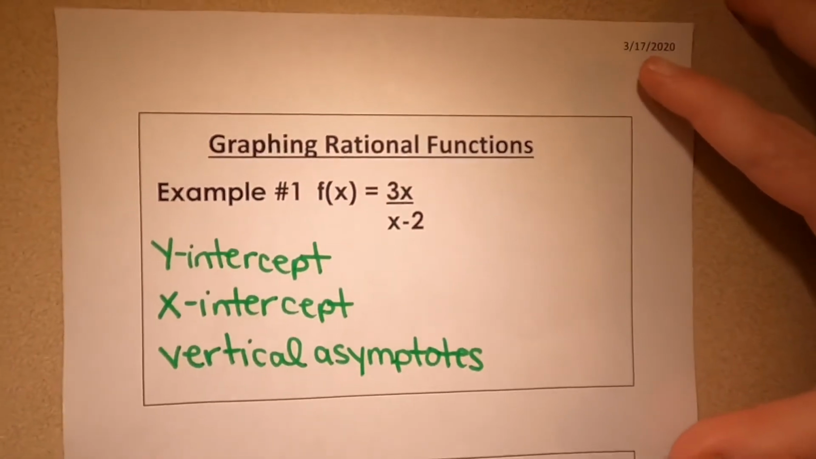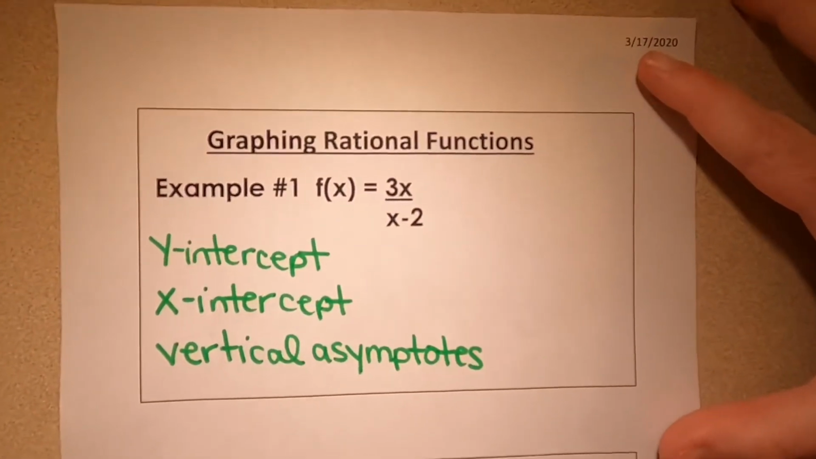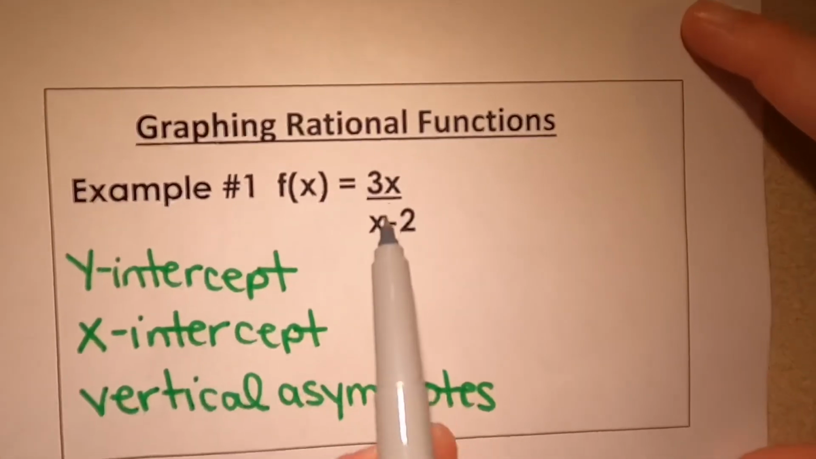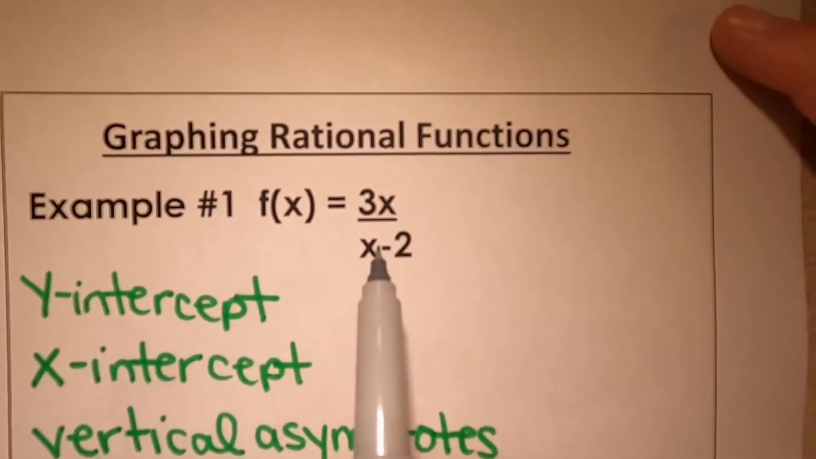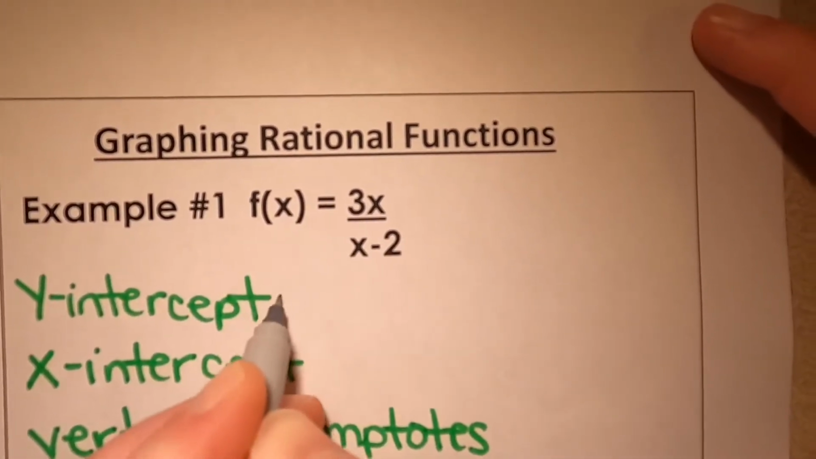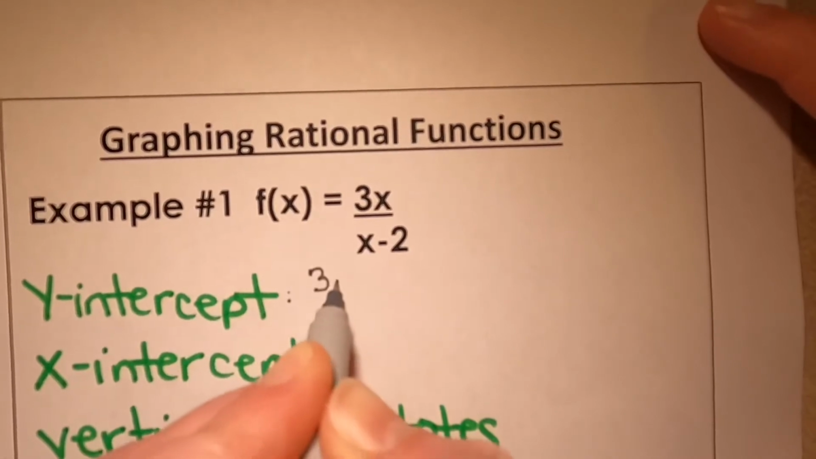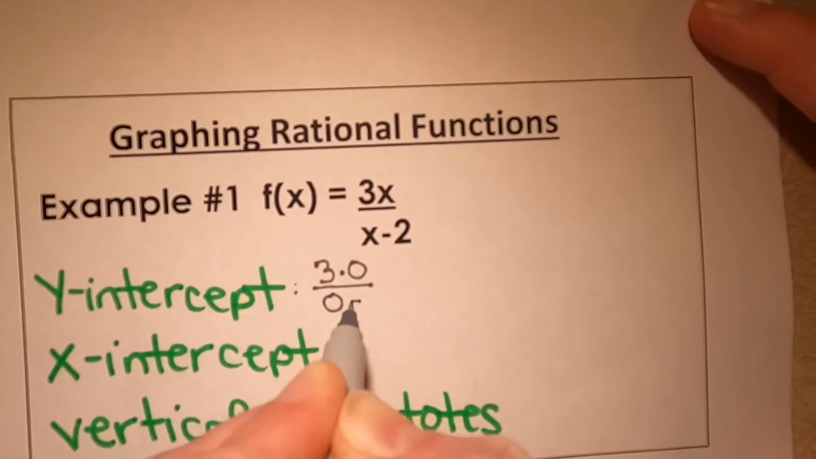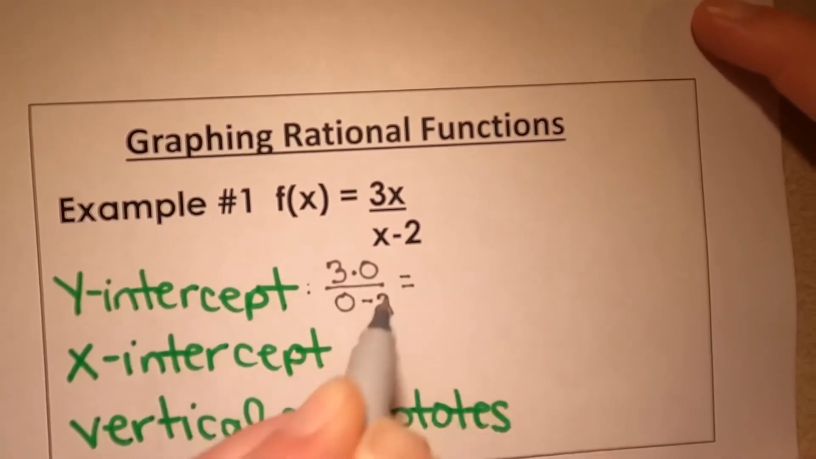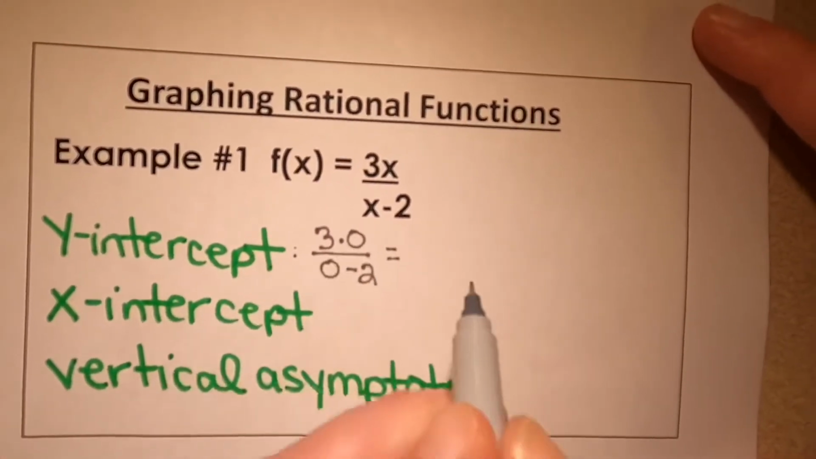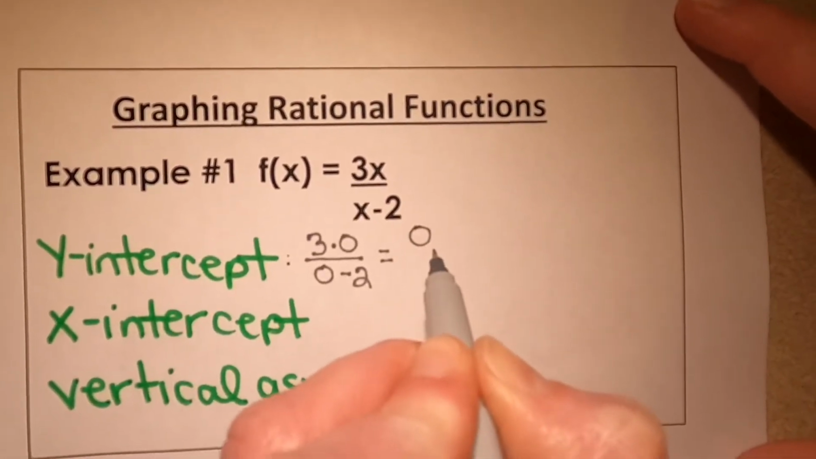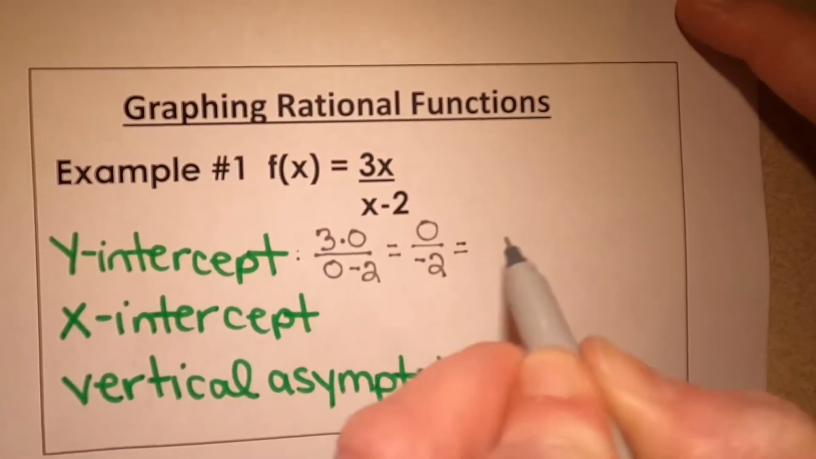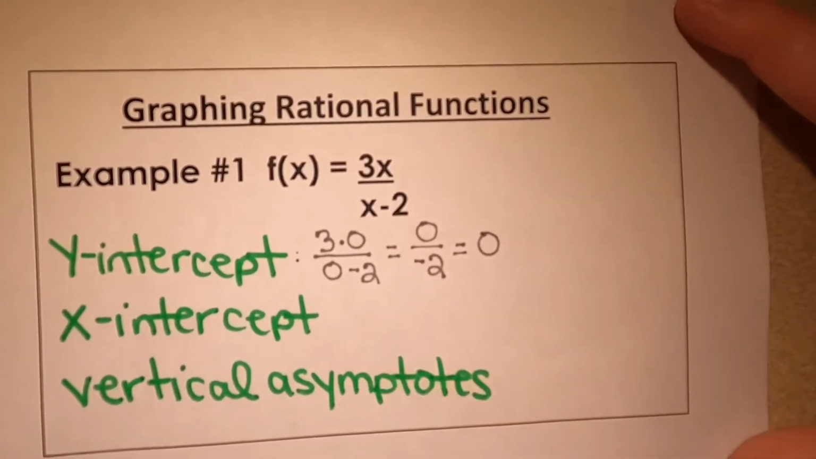So to find the y-intercept, you'll recall on our notes, we're going to make x equals 0 and simplify. So everywhere I see an x, I'm going to put a 0. So it turns out to be 3 times 0 over 0 minus 2. Everyone knows that anything times 0 is 0. So I get 0 over negative 2. What that means is my y-value is 0.